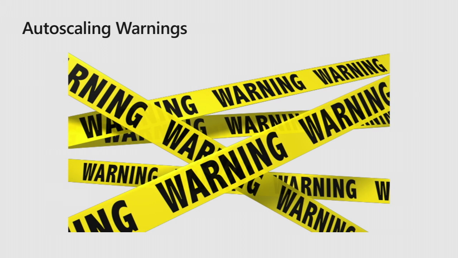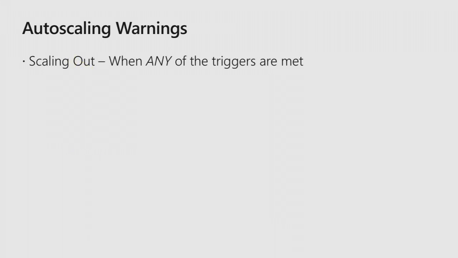I want to give you 3 quick warnings that don't really have to do with the fact that it will cost you money, because I feel like we've covered that one, about auto-scaling before we go on. The first one is it's important to recognize that scaling out happens when any of your triggers are hit. You can have 10 different triggers. When one of them gets met, we're going to scale out.